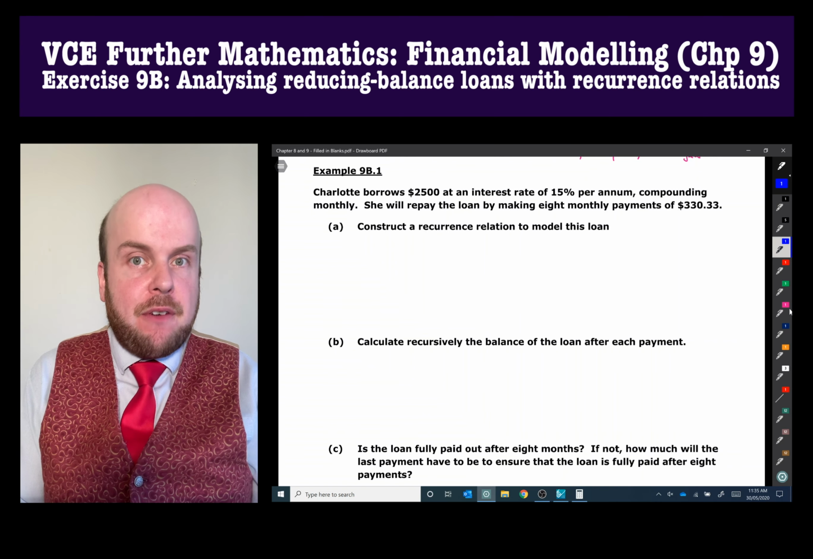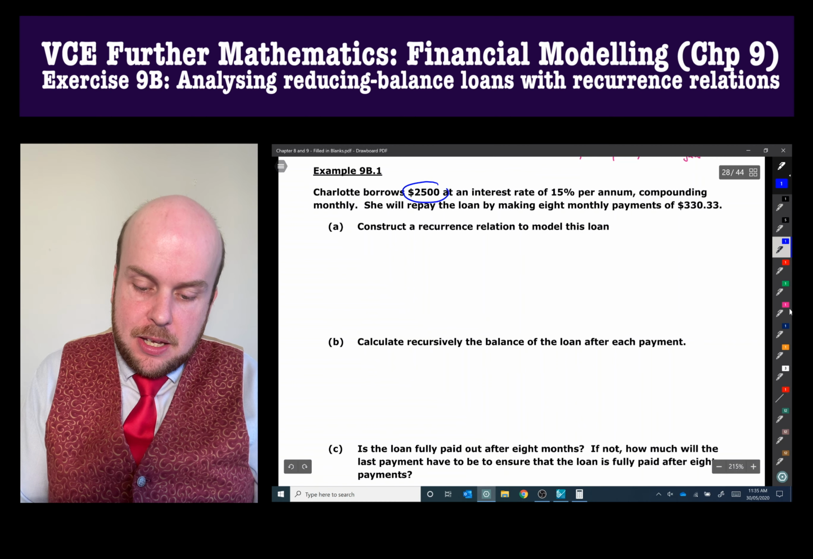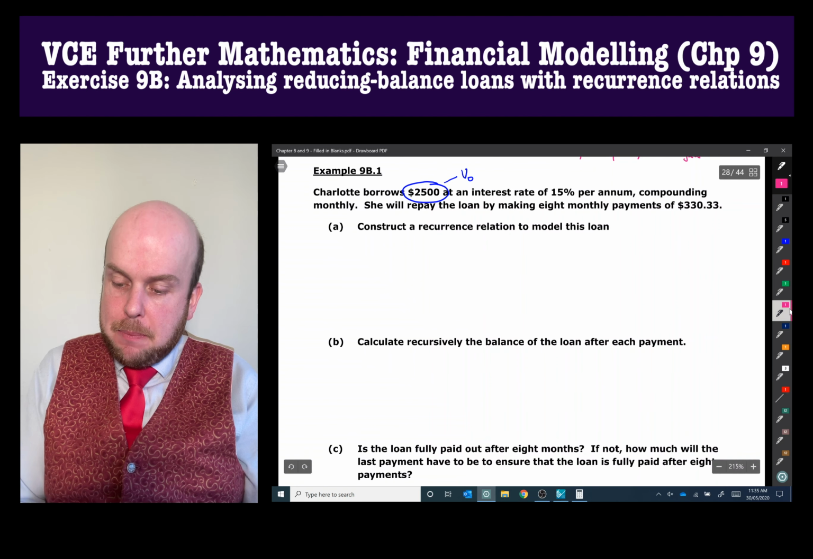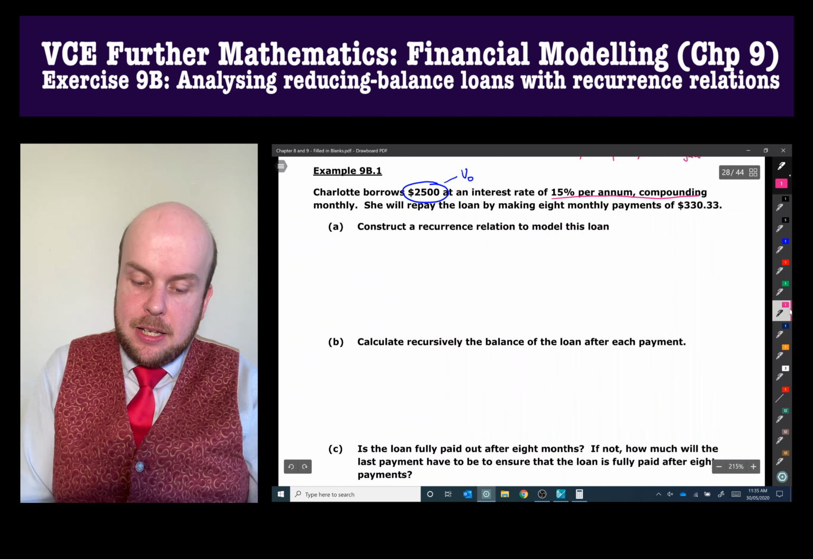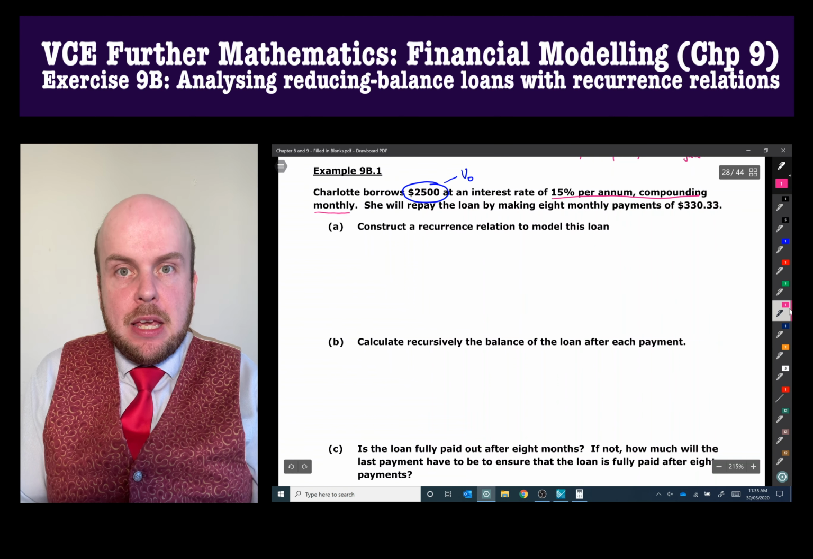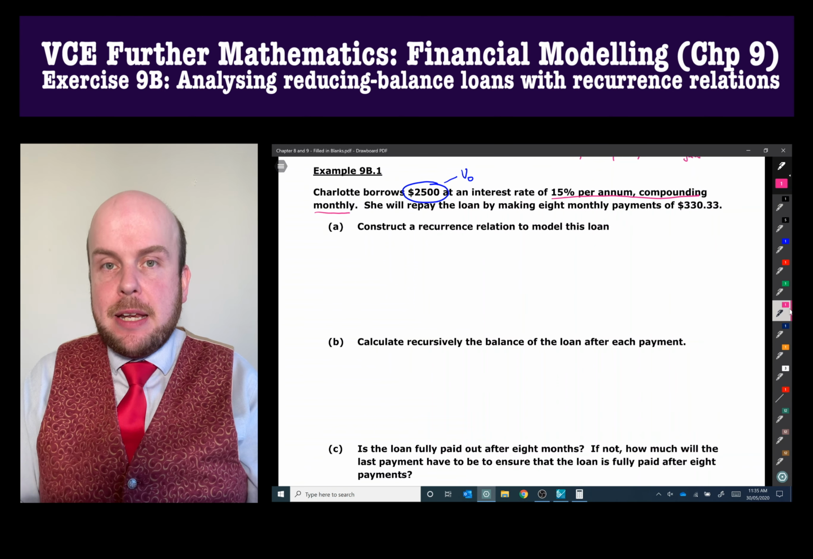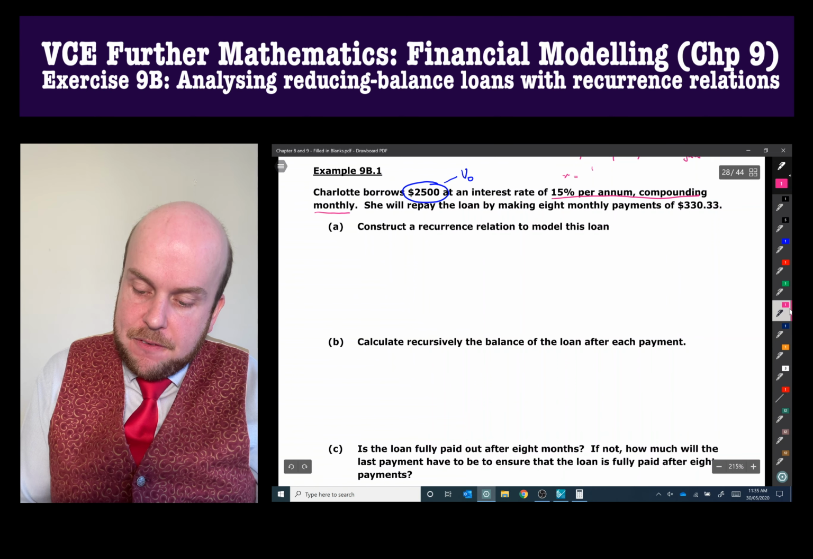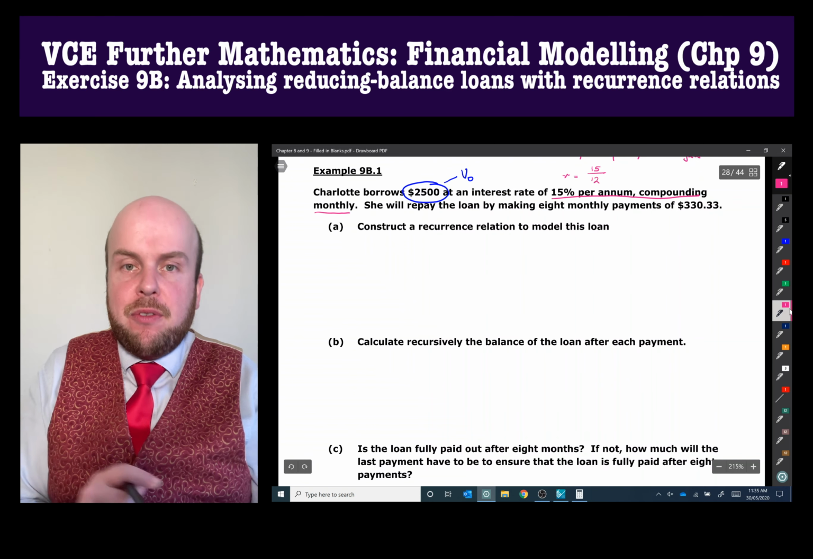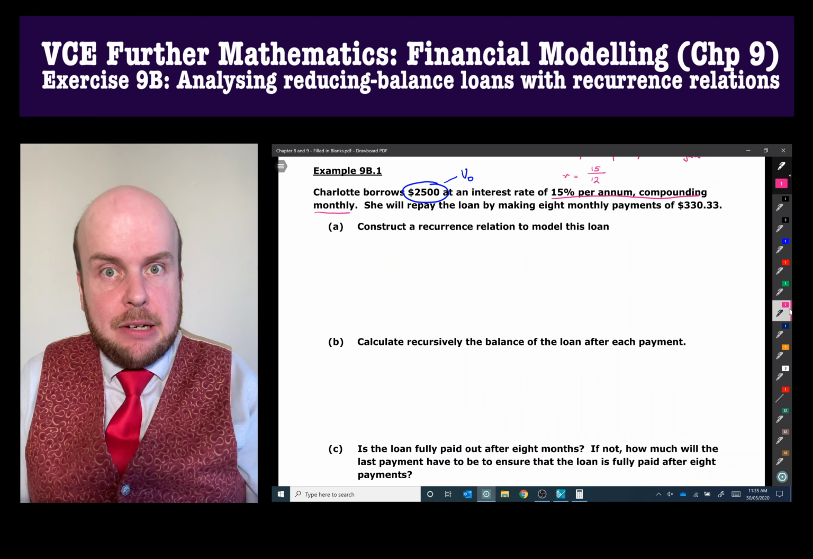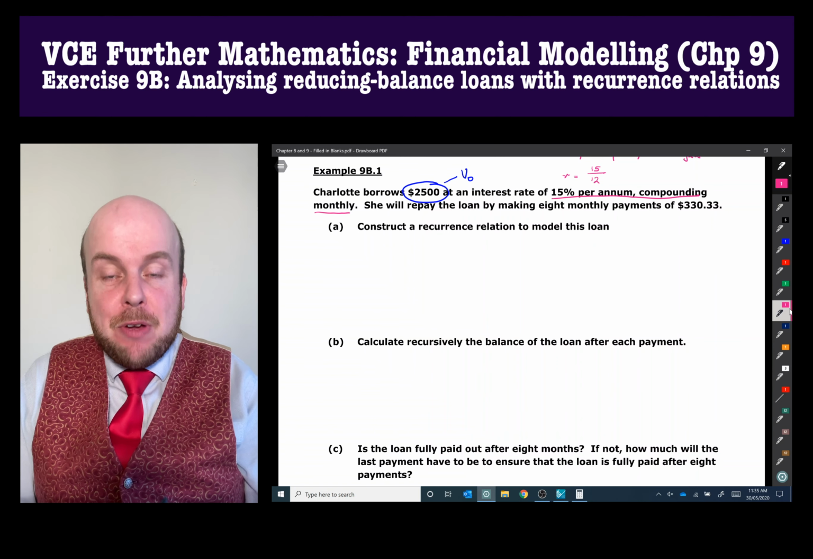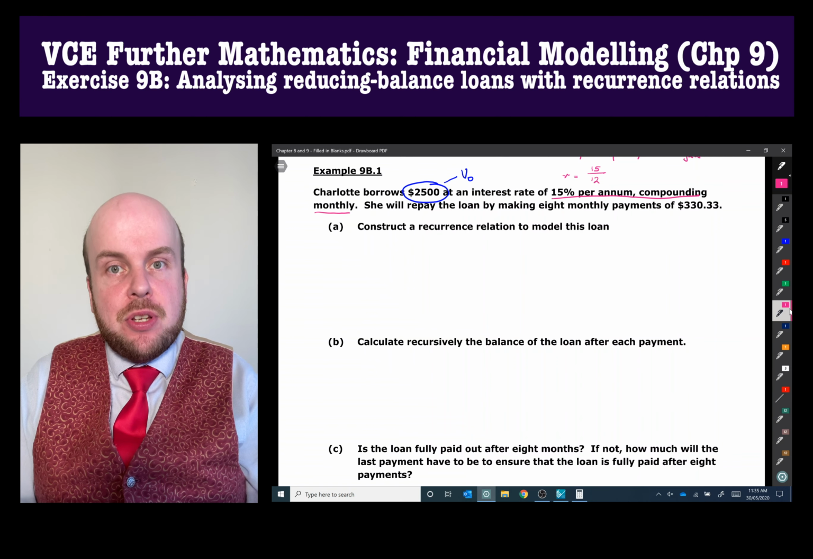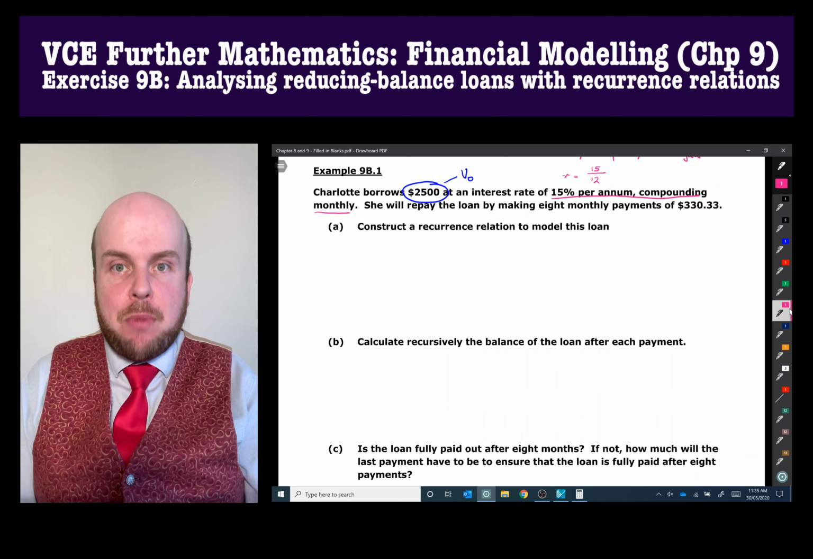Firstly, there's that $2,500. That is going to be the V0. Then we've got that 15% per annum compounding monthly. So that's going to be the little r. But you notice it says compounding monthly, so we'll need to change the little r. So little r will be 15 divided by 12. We'll worry about dividing that later when we put it in the calculator, because I don't want to be risking doing any rounding too early. Remember, when you're doing any calculations, you save all of the rounding till the very last moment.